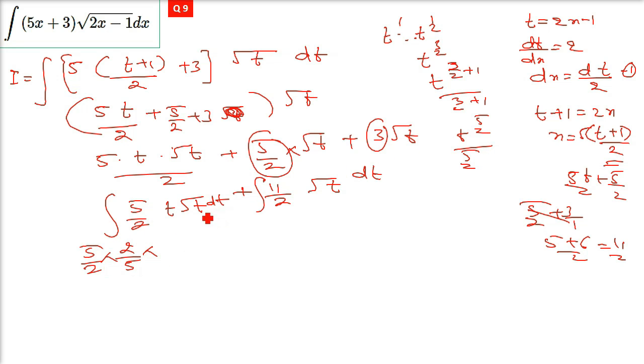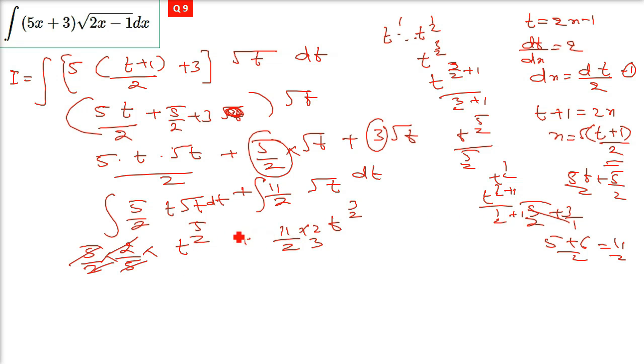2 by 5 comes in. And this is t raised 5 by 2. Coming to the next second term, 11 by 2. Under root t is simply, you know already, this many times you have done. Under root t is simply t raised half. So it will be t raised half plus 1 by half plus 1. So this will be t raised 3 by 2 divided by 3 by 2 in the denominator. Half plus 1 is 3 by 2. So it goes up, it will be 2 by 3.